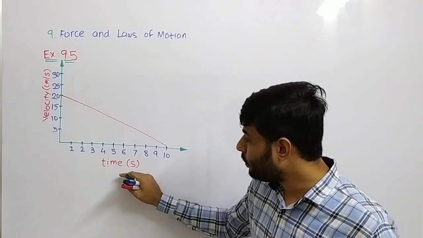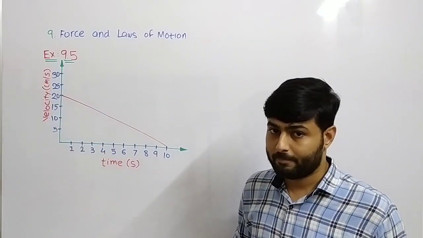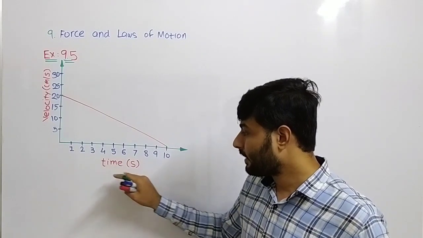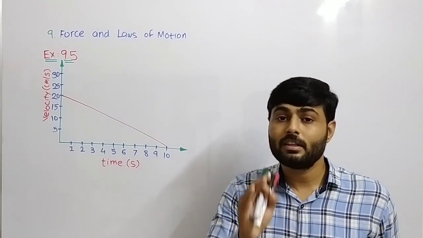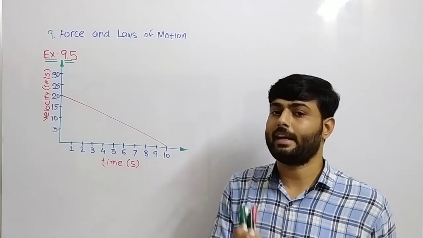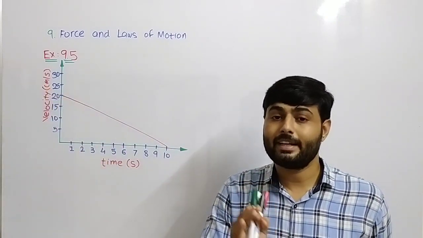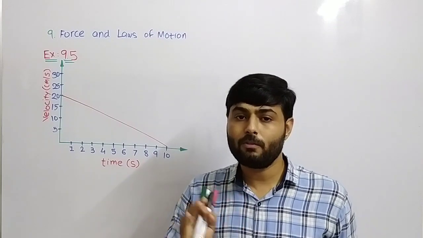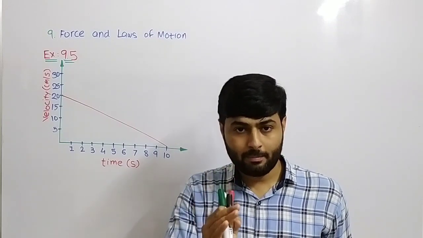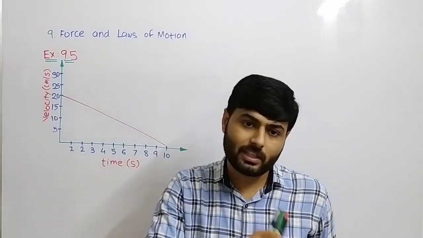And we also have to write the unit of both these quantities. Here time is given in seconds and velocity is given in centimeter per second. Remember, the unit centimeter per second given here is not the SI unit of velocity. So remember, we have to convert all the units into SI units.